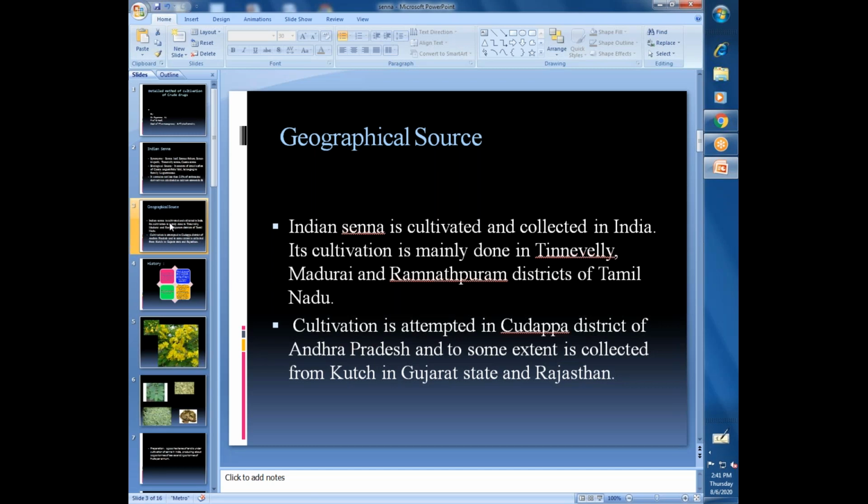Coming to the geographical source, Indian Senna is cultivated and collected throughout India. Its cultivation is mainly done in Tinnevelly, Madurai and Ramanathapuram districts of Tamil Nadu. Cultivation is also attempted in Kadapa district of Andhra Pradesh, and to some extent it is collected from Kutch in Gujarat and from Rajasthan. It grows indigenously in Tinnevelly. That's why Indian Senna is also known as Tinnevelly Senna.